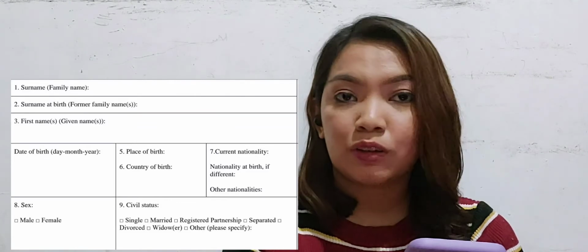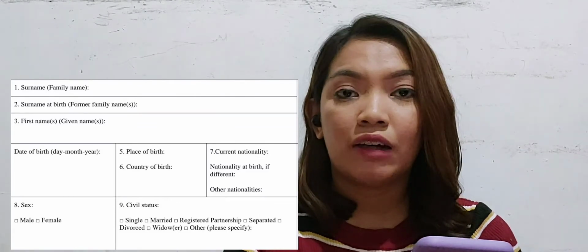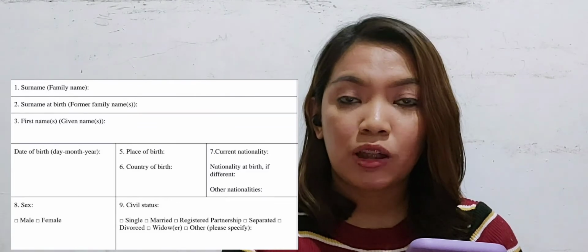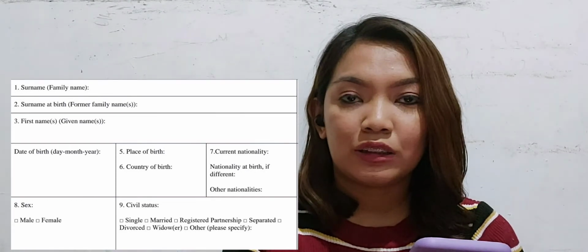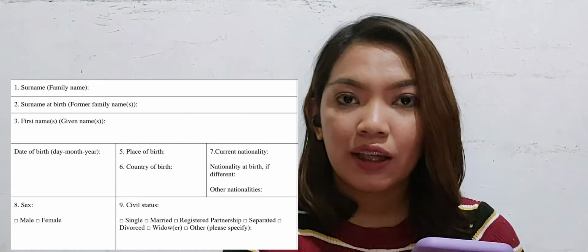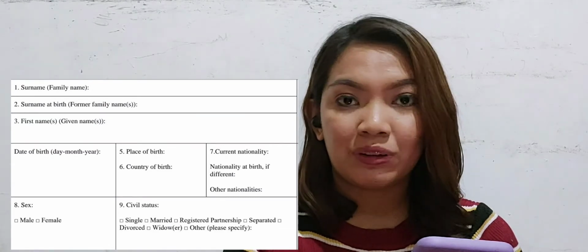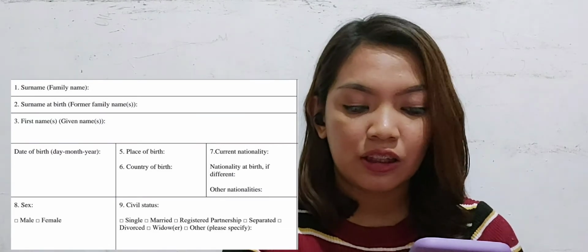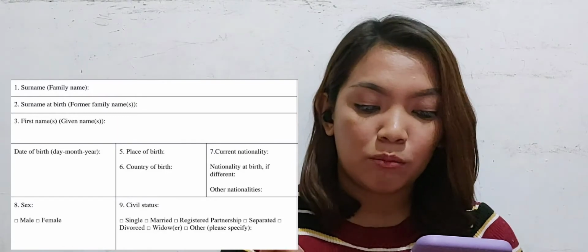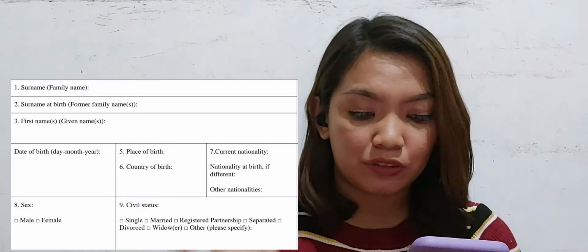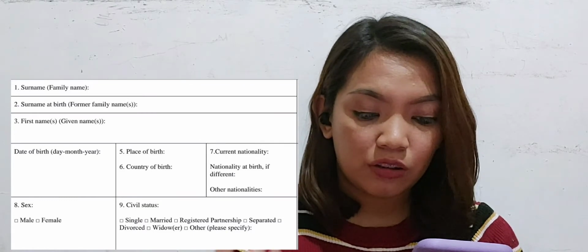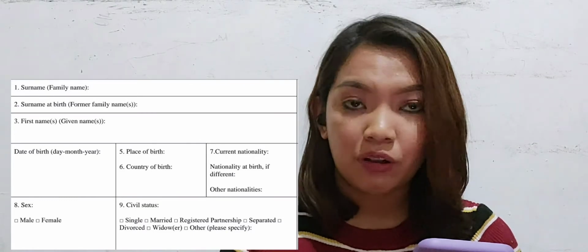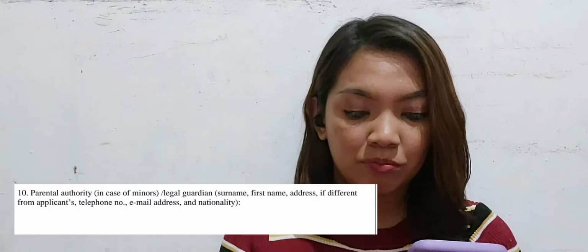Number 7 is your current nationalities, and if you have other nationalities, then make sure to write that down as well. Number 8 is your sex slash gender. And then number 9 is your civil status. So just put a check on the box that applies to you: if you're single, married, have a registered partnership, separated, divorced, widow, widower, or other. Okay? And then next is number 10.